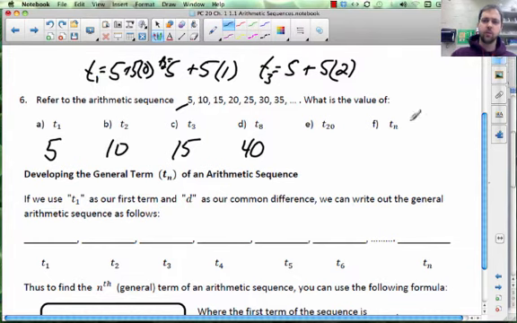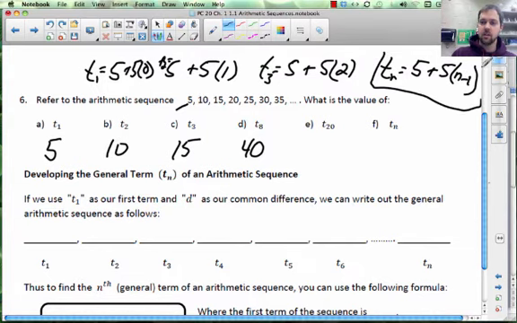Okay? So if we want to find any general term, like Tn, we could take 5, which is term 1, add 5, which is our common difference, and then multiply it by not n, but 1 less than n. So term 3 we're multiplying by 2. Term 2 we're multiplying by 1. Term 1 we're multiplying by 0. So Tn, term n, we're multiplying by 1 less than n.